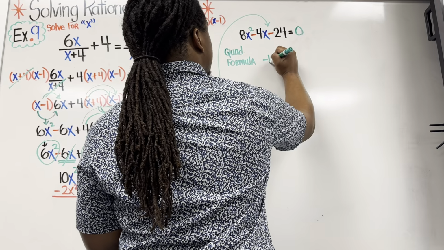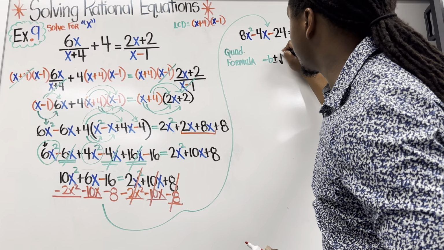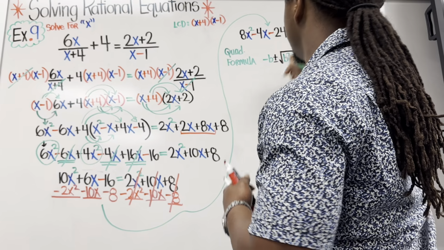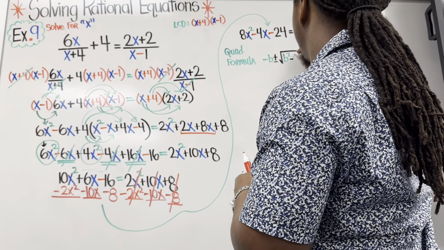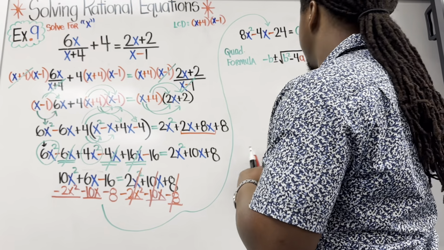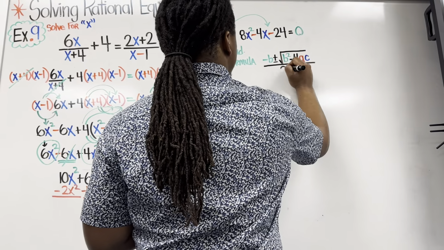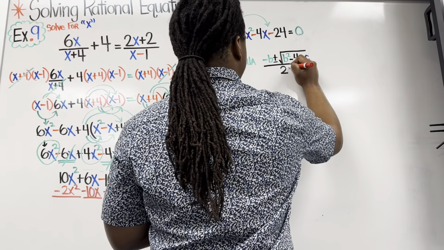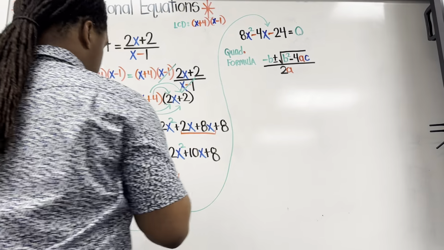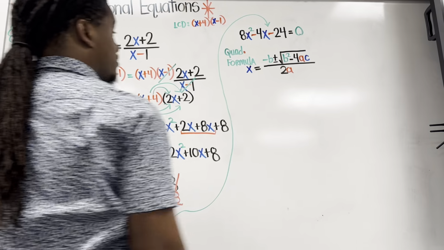The quadratic formula is negative b, plus or minus the square root of b squared minus 4 times a times c, all divided by 2 times a. This is what we're going to use to find out what x equals, the value or values that x could possibly be.